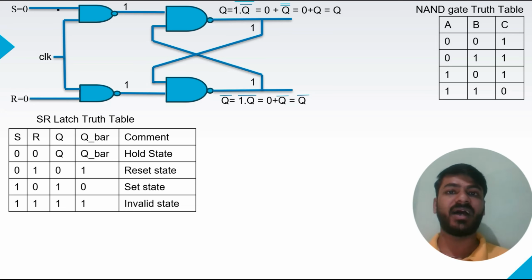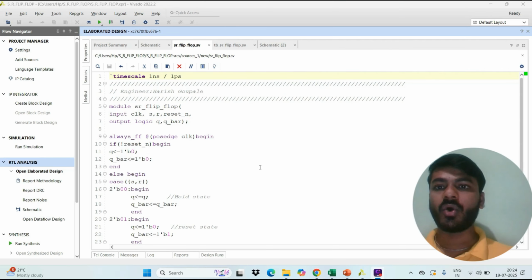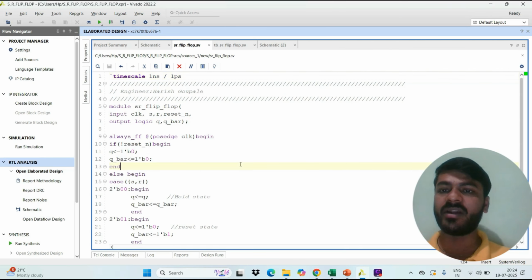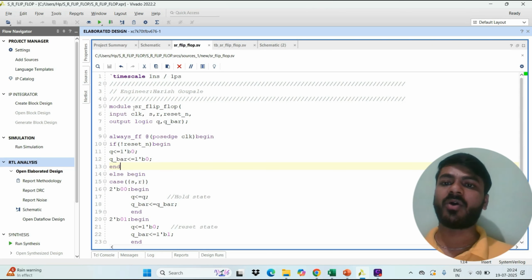Now let's jump to the RTL design implementation of this SR flip flop by using SystemVerilog on a Vivado tutorial. So here you can see on my screen, I have already written the SystemVerilog code for the design implementation of the SR flip flop. So let's discuss this code. Here I have kept the module name SR flip flop, and we have inputs clock, set, and reset, and outputs Q and Q bar.